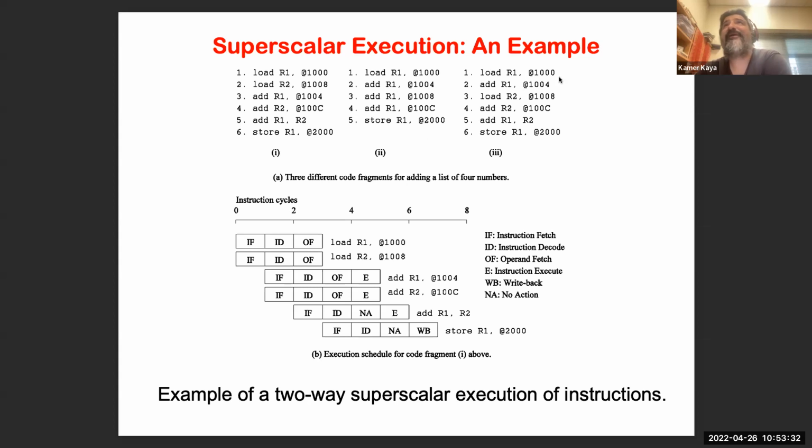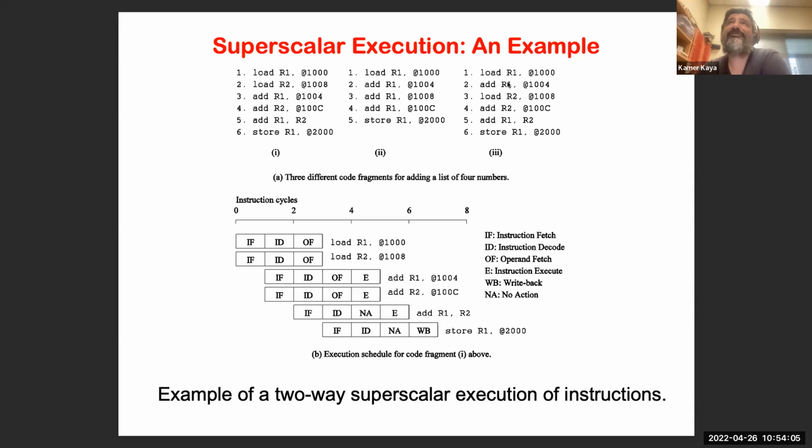And this one is really similar to this one. But before we were using R1 and R2 consecutively. Now we are using R1, now R2, R2, and add R1, R2 and store the result back. So if you have a 2-way superscalar execution, you can run these two in parallel, but you cannot run these in parallel. So you can still solve the issue.